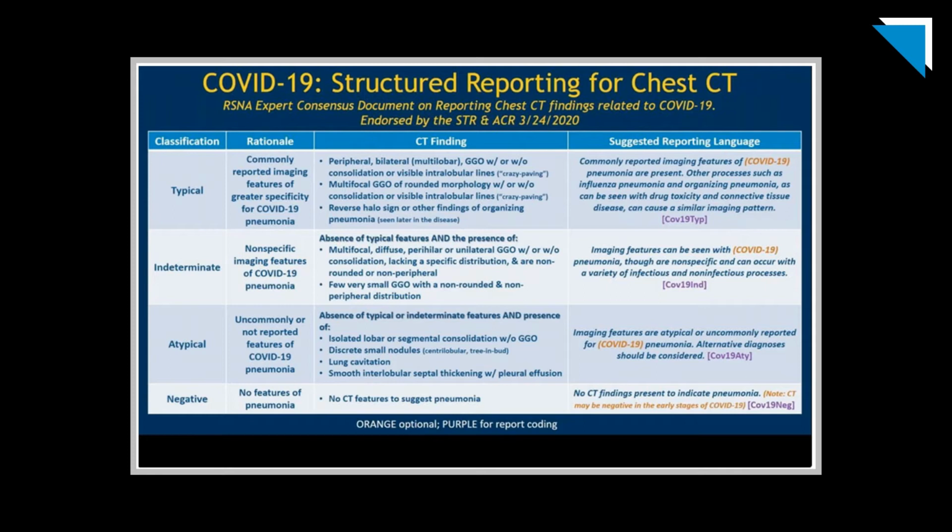By contrast, if the scan is completely negative, it's appropriate to say that there is no CT evidence of pneumonia, but that CT can also be negative early in the disease course. When we start getting into the indeterminate and atypical classifications, a little bit more finesse and nuance is required, and I think it's really important to consider the pretest probability in these cases.